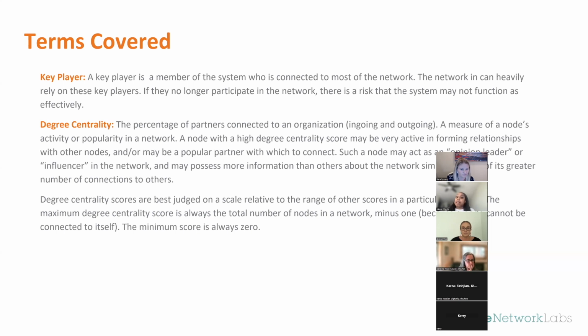Degree centrality scores are best judged on a scale relative to the range of other scores in a particular network. The maximum degree centrality score is always the total number of nodes in a network minus 1, because a node can't be connected to itself, and the minimum score is always 0.